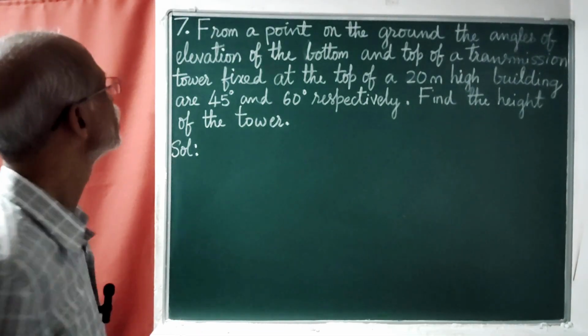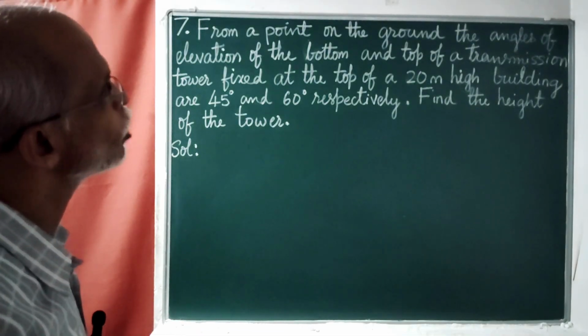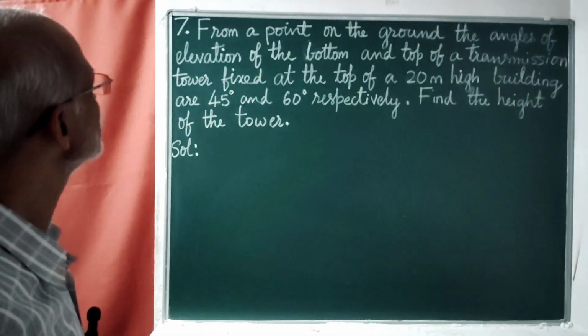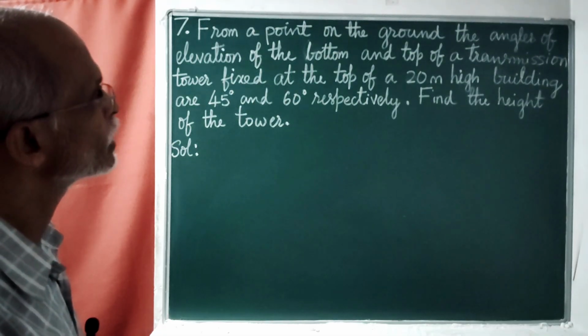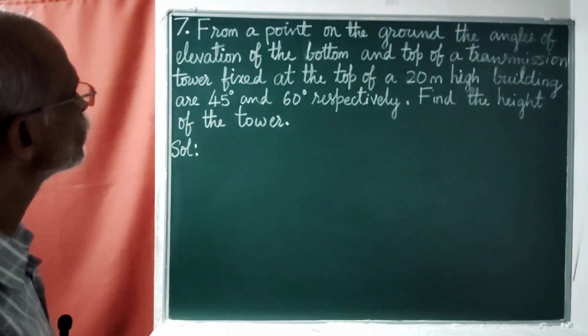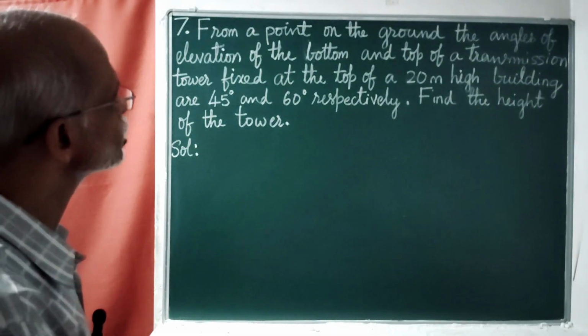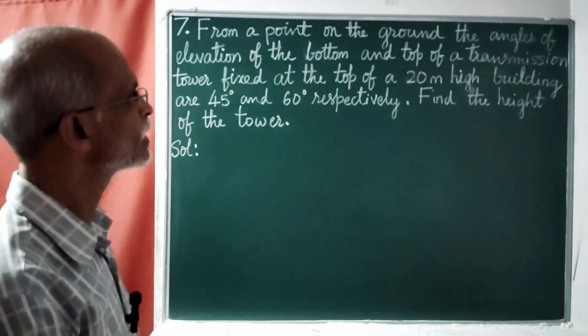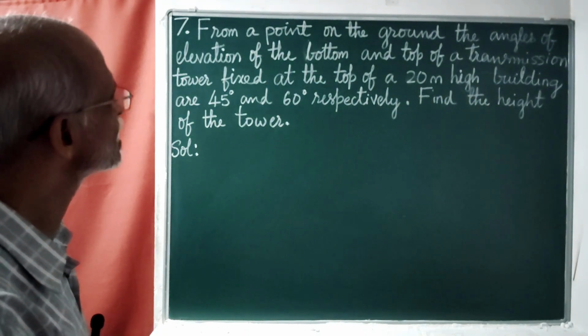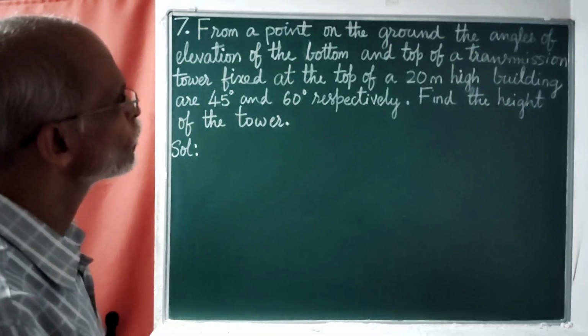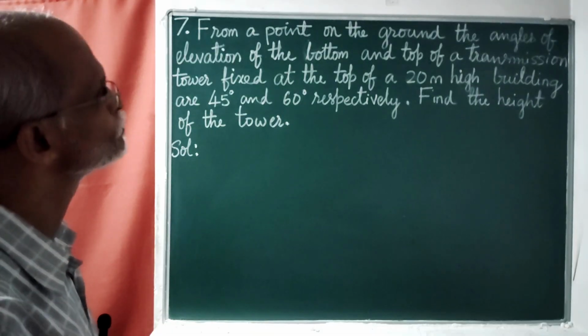The question is, from a point on the ground, the angles of elevation of the bottom and top of a transmission tower fixed at the top of a 20-meter high building are 45 degrees and 60 degrees respectively. Find the height of the tower.